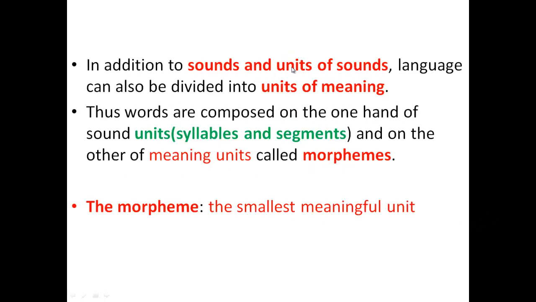In addition to sounds and units of sounds, language can also be divided into units of meaning. This is something you know. Thus, words are composed on the one hand of sound units, syllables and segments, and on the other of meaning units called morphemes. Of course, you know that the definition of the morpheme is the smallest meaningful unit. So there is nothing smaller than this unit which can be meaningful. And this is what we're going to explain clearly through concrete examples.